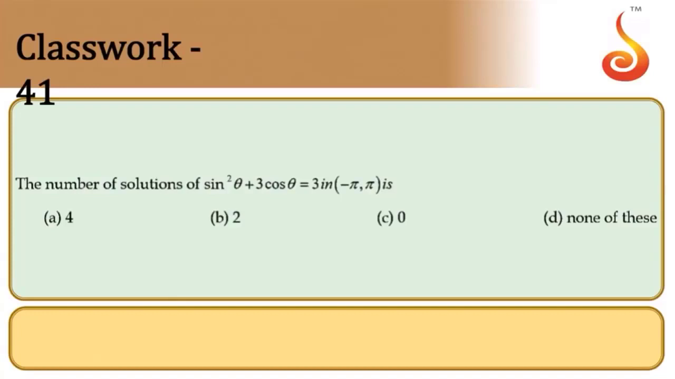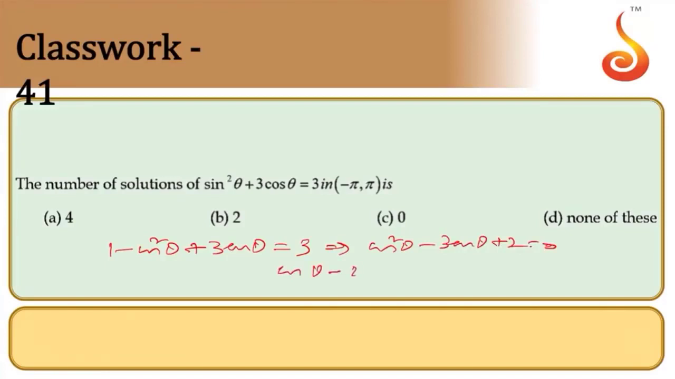So let me consider the next one. Sin square theta plus 3 cos theta is equal to 3, the number of solutions for the problem, which is the most important one. When you simplify, you are going to have 1 minus cos square theta plus 3 cos theta is equal to 3. That implies cos square theta minus 3 cos theta plus 2 is equal to 0. Simplifying, cos theta minus 2 multiplied by cos theta minus 1 is equal to 0.